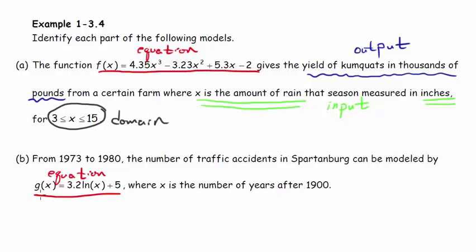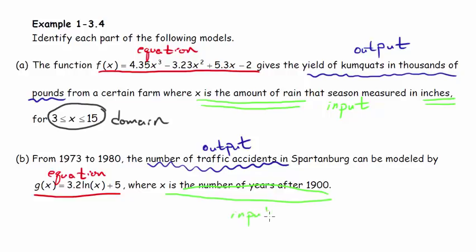Now, what is my output? What is G? Well, the output here is the number of traffic accidents. Alright, now we need an input. What was the input here? What is X? X is years since 1900. Alright, so let's say if I wanted the number of traffic accidents in 1975, I'd take 75, because that's how many years after 1900, plug it in here, and get out the number of accidents.